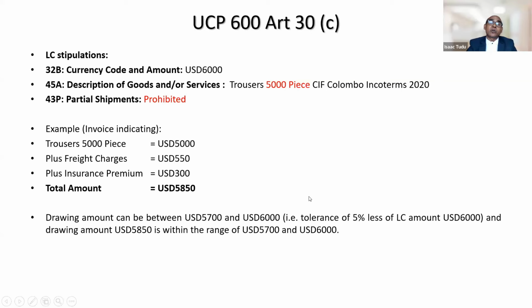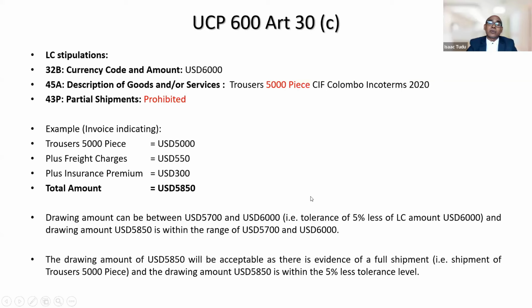And in this case, you can observe a few more things. The drawing amount of 5,850 US dollar will be acceptable as there is evidence of full shipment. How would you know? Total quantity has been shipped, 5,000 trousers, and drawing amount 5,850 is within the 5% less of the LC amount tolerance level. So this is how you need to understand UCP Article 30C.